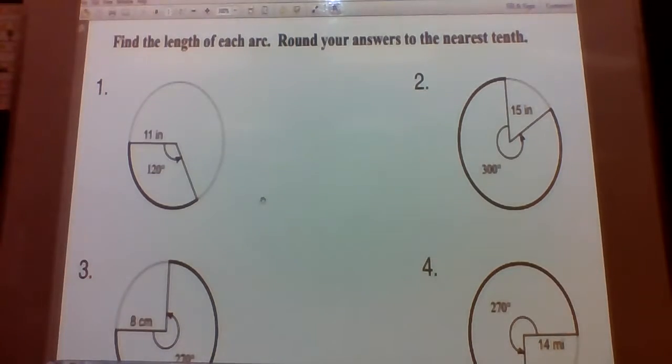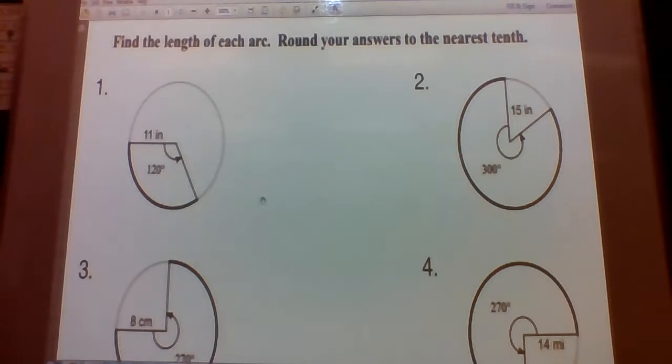This is the arc length and sector area practice, with the review on it. Half of this was the arc length and sector area, and the second half was some review questions. So for 1 through 5 here, we want to find the arc length.